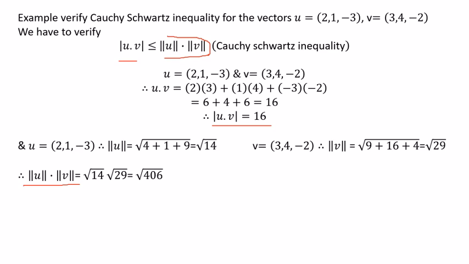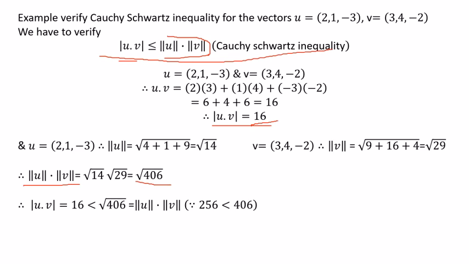Root of 406 is the value of the right hand side of the inequality, and 16 is the left hand side. Therefore we observe that modulus of u dot v is equal to 16, which is less than root 406, which is norm u into norm v. That is, 256 is less than 406, and it clearly implies that the left hand side is less than or equal to the right hand side of this Cauchy Schwartz inequality. Therefore Cauchy Schwartz inequality is verified, and this completes our example.